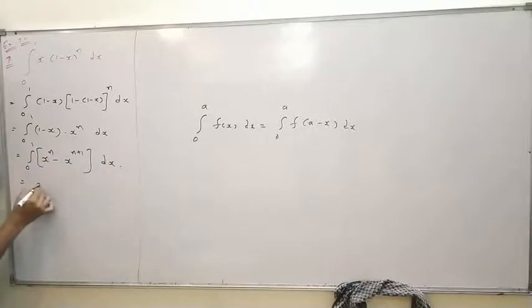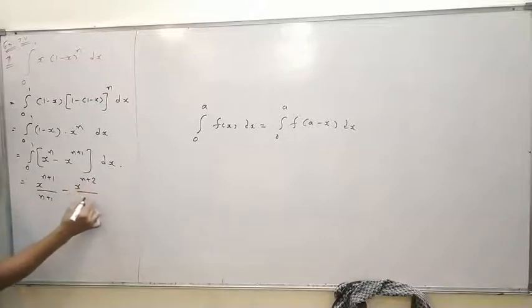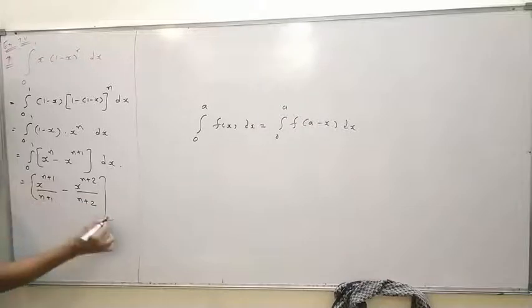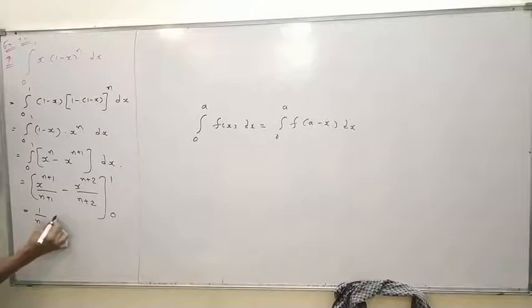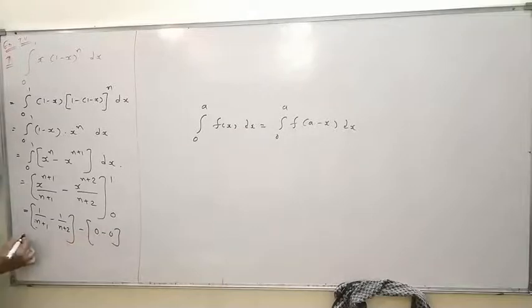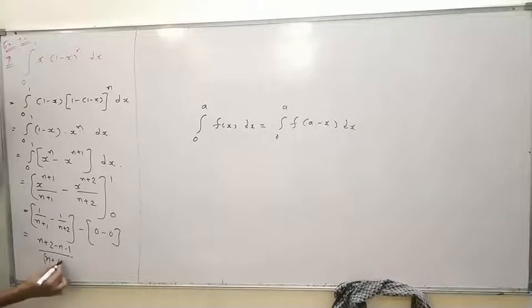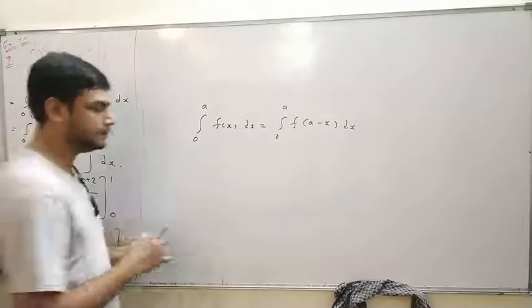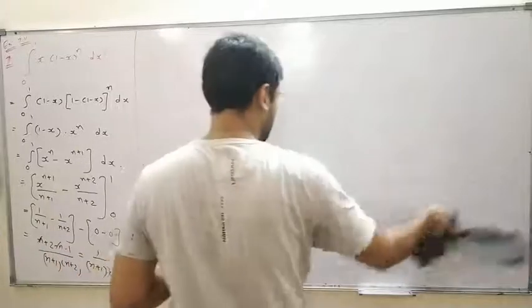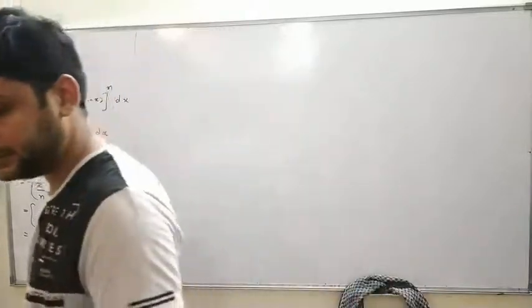Now you can integrate: the integral of x raised to n is x raised to n plus 1 upon n plus 1, and x raised to n plus 1 integrates to x raised to n plus 2 upon n plus 2. Limit is 0 to 1. When you substitute 1, that is 1 upon n plus 1 minus 1 upon n plus 2. When you substitute 0, it is 0 minus 0. So that will be n plus 2 minus n minus 1 upon (n plus 1) into (n plus 2). The n cancels, so the answer is 1 upon (n plus 1)(n plus 2). Clear? Next question, question number 8.